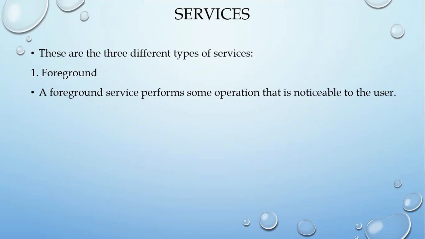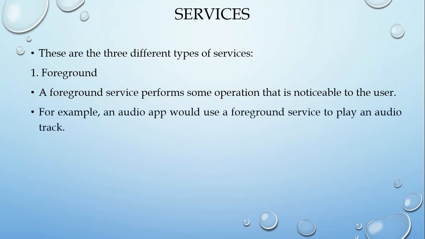Example, download. The file download is a background service. It is running in the background, but you see a UI saying that this much percentage is downloaded. In the notification bar, if you see some progress of that background running service, then that is called a foreground service. A foreground service performs some operation that is noticeable to the user. Example, audio app. It will show you how the song is playing, and all those things will be shown for an audio track.